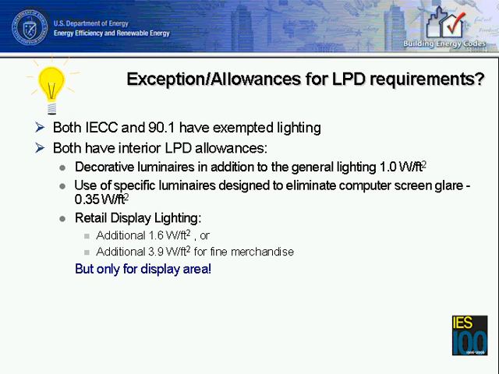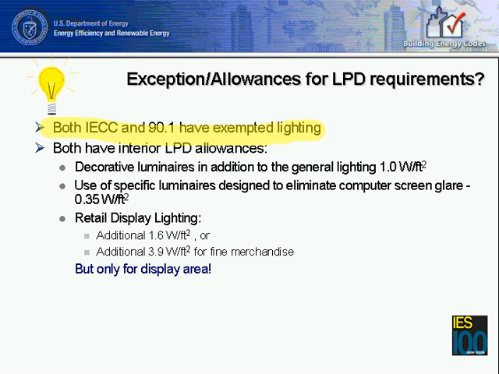Both IECC and 90.1 have exempted lighting lists. IECC has a shorter list, 90.1 has a longer list, but the basic idea is that certain types of lighting, such as emergency lighting, is exempted from the calculation. You don't have to include it. And you need to look at whichever code is applicable in your state to realize what those are.